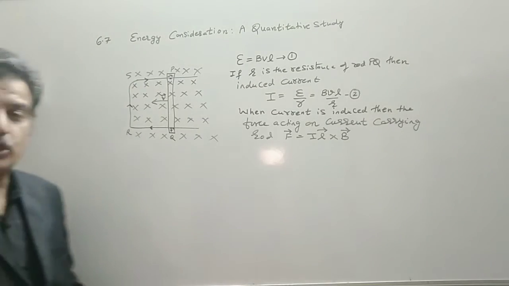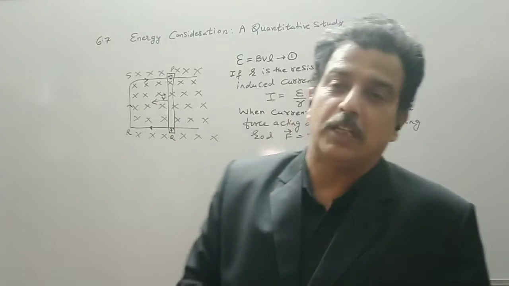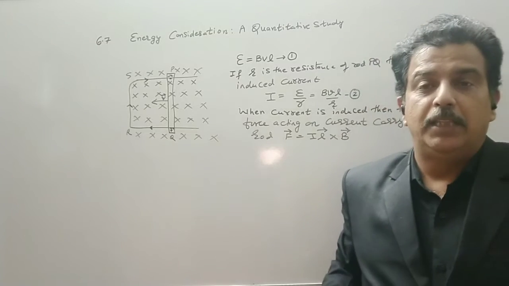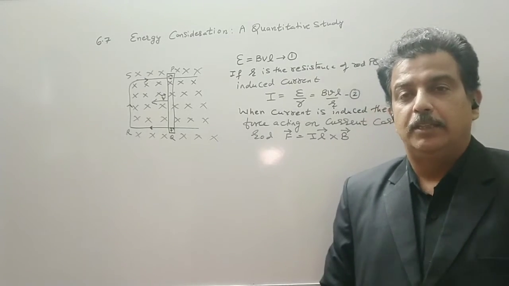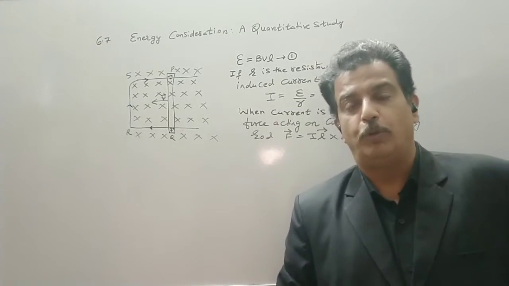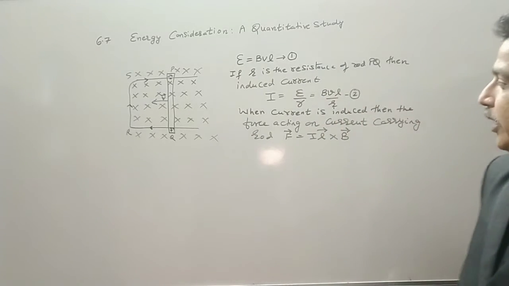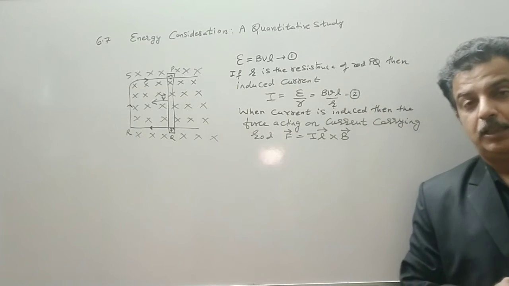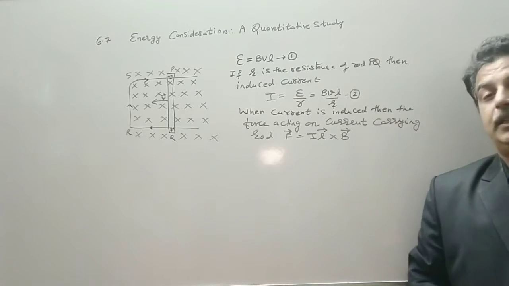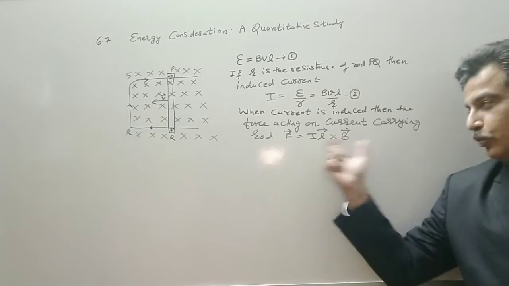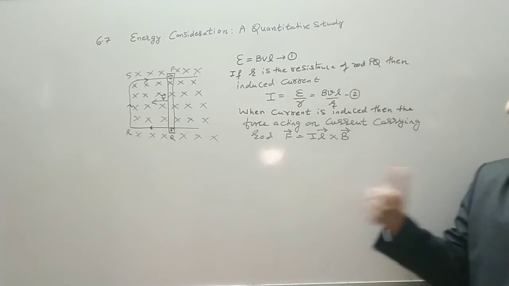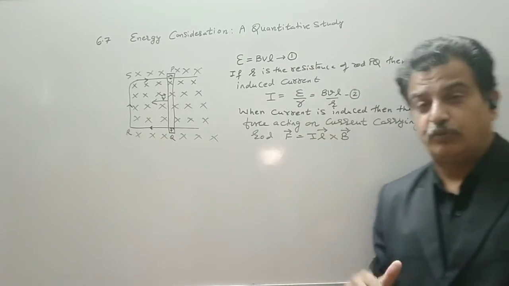So this additional force comes into the picture. Now when will it come into the picture? When the current starts flowing in the circuit, or in the loop, or you can say in the rod. How much current is flowing? That is BVL upon R. Now if I apply the cross product here, let us find out the direction of this force.